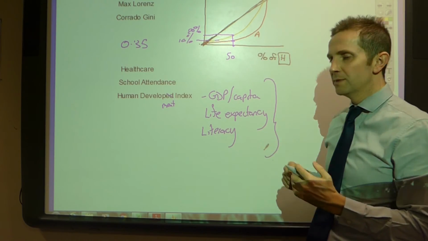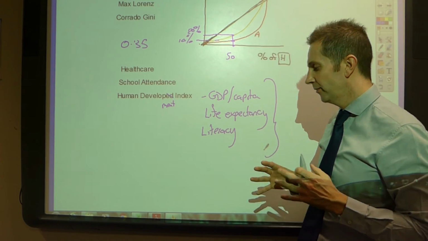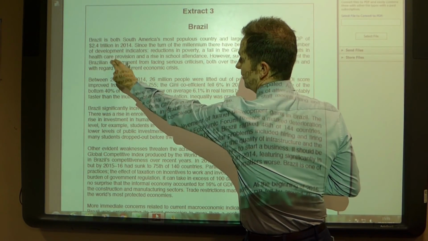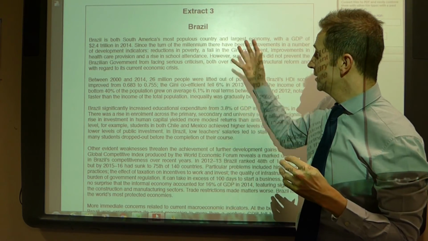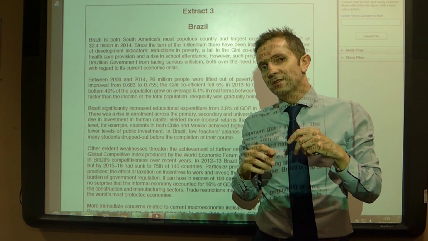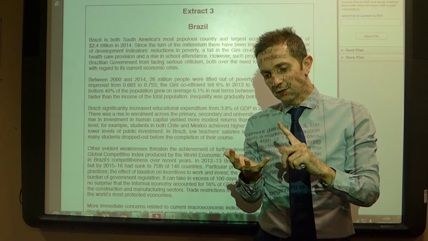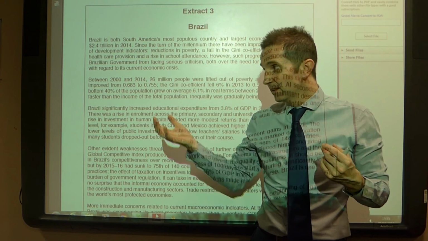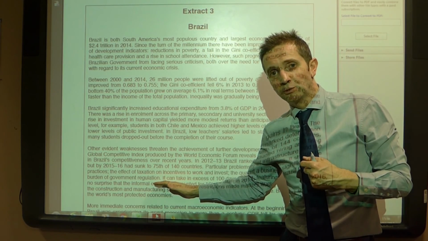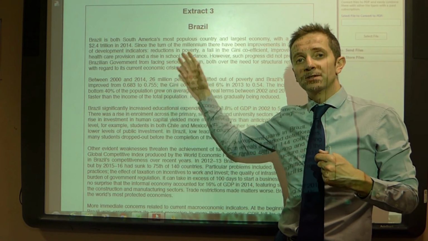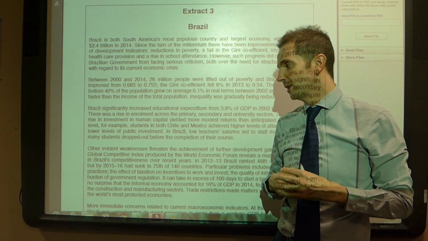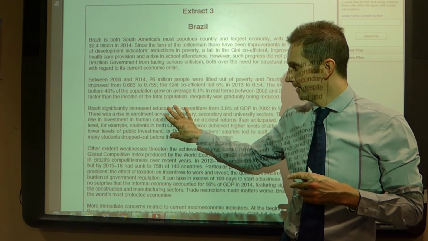So this is the Human Development Index, and what that first paragraph in the pre-release material is suggesting to us is that these elements of healthcare and school attendance and GDP being the largest economy, it's suggesting to us that the HDI measure, which includes those three things, is obviously improving. That's what it's suggesting to us. But as we move further through this extract, we'll find that there are counter-arguments against this. So I'm going to leave it at that, ladies and gentlemen. That's paragraph 1, and the next video I'll bring you will be paragraph 2.